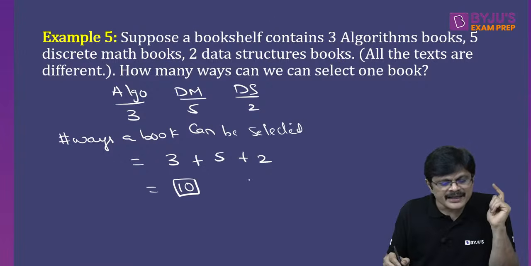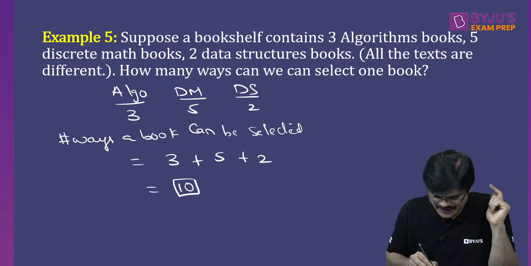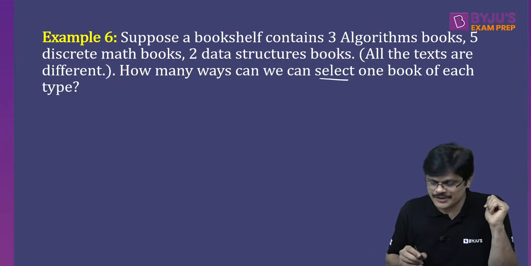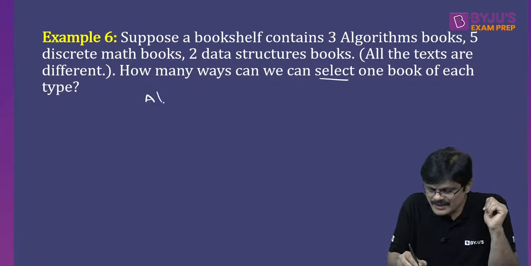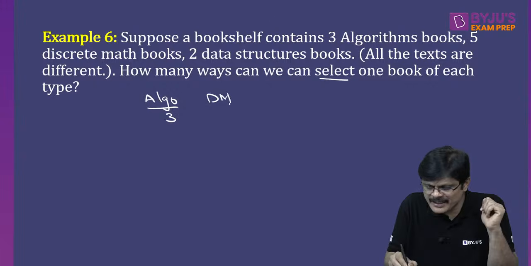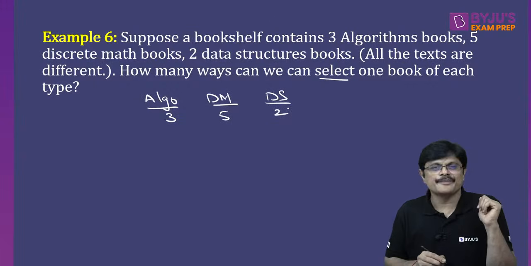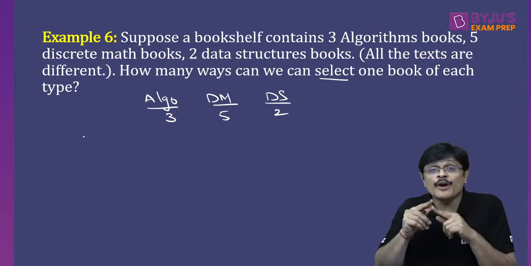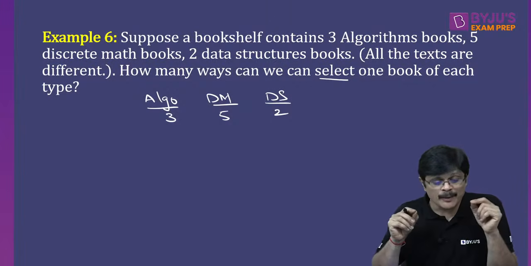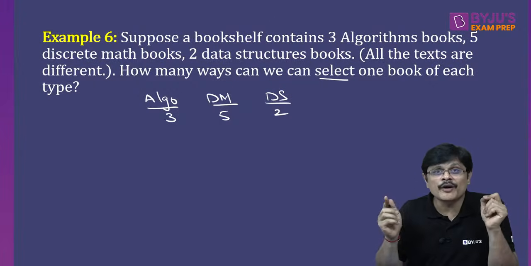See, here it is 10. See, here algo we have 3 books. Discrete mathematics we have 5 books. Data structure we have 2 books. The question is number of ways we can select one book of each course. One book of each course.